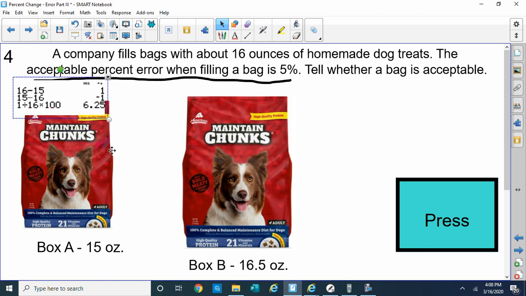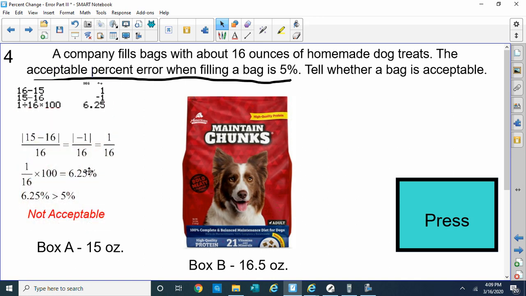So is that acceptable? Well, remember they said they don't want to go over 5 ounces, 5%, I mean. So that's way over 5%. So that's a little bit too much. So this one is not acceptable. So sorry if you picked box A or bag A, that's no good. It's not acceptable because 6.25% is greater than 5%. So let's look at B.